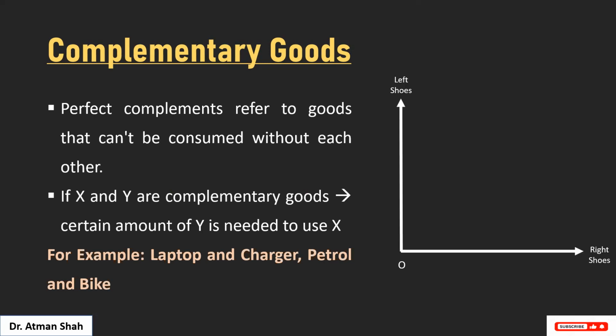Now let's take the example of right shoes and left shoes. On horizontal axis, we have right shoes. On vertical axis, we have left shoes. And we have two indifference curves, IC1 and IC2, and these two indifference curves are right angled. Now, why do we have right angled indifference curves? So let's understand this with the help of example.